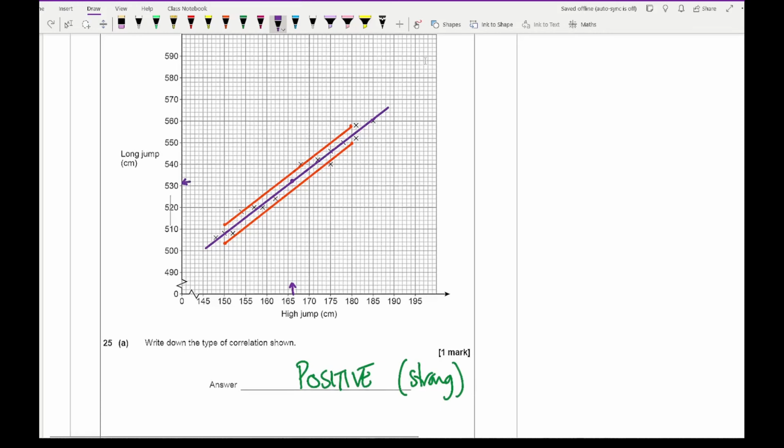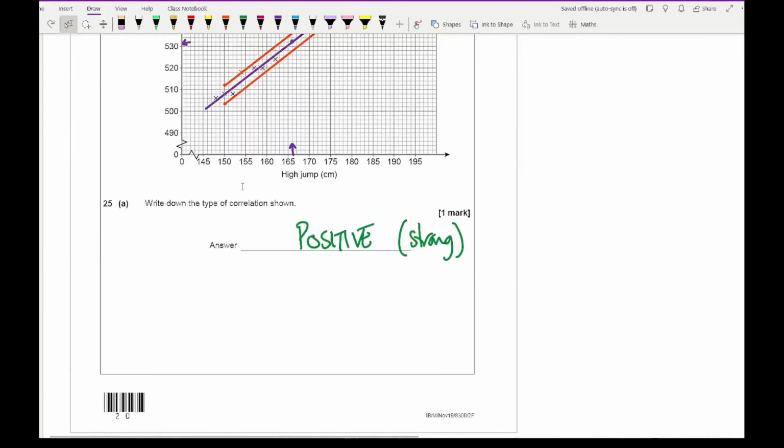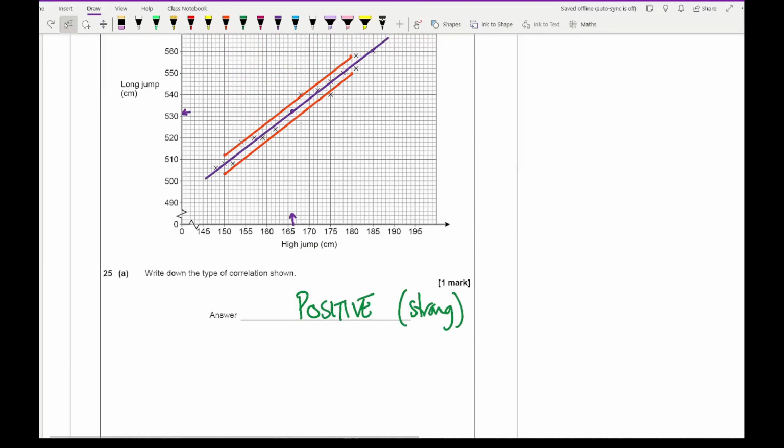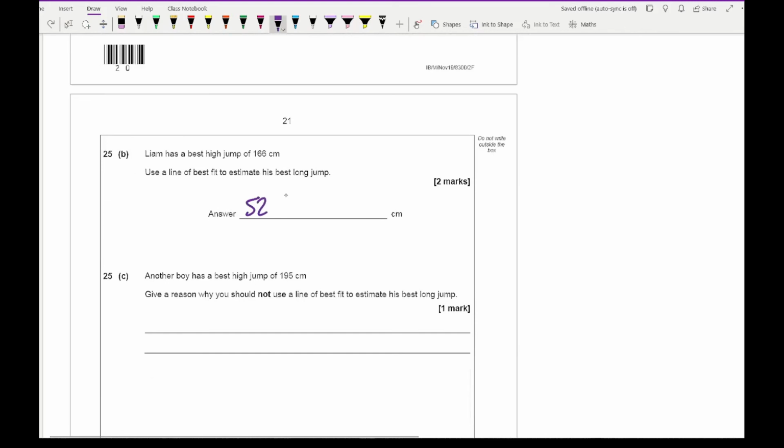Now in terms of acceptable answers for 25B, they would be accepting any answer that is roughly between, so they would give you any answer. If I look at where the boundaries are, I would say an answer between 526 to 536. So any answer between 526 to 536, but as long as you're showing that you've used your line of best fit, then that would be absolutely fine.